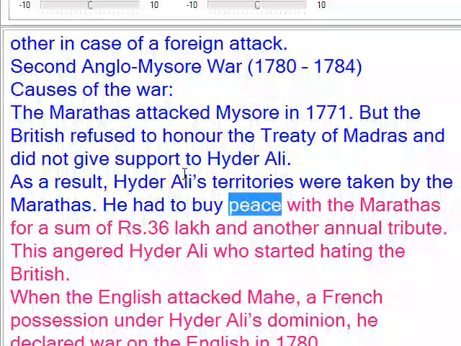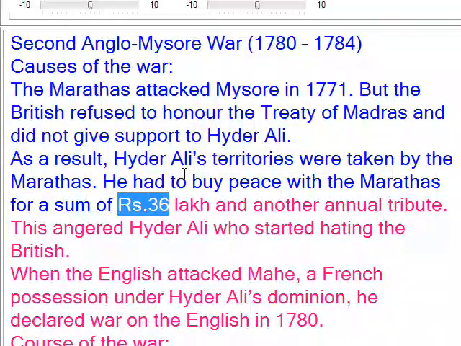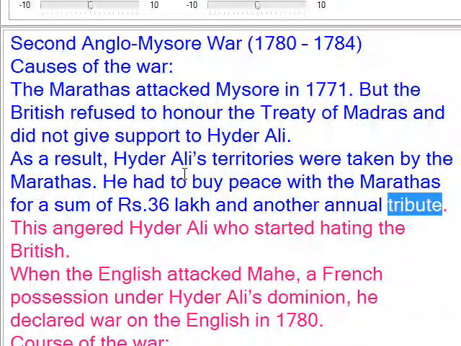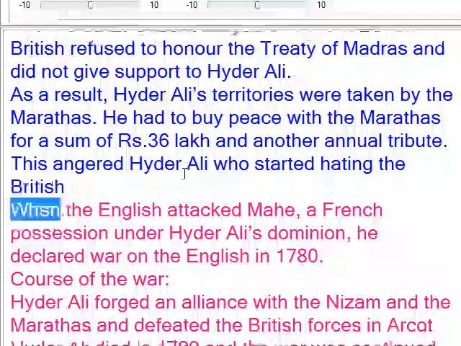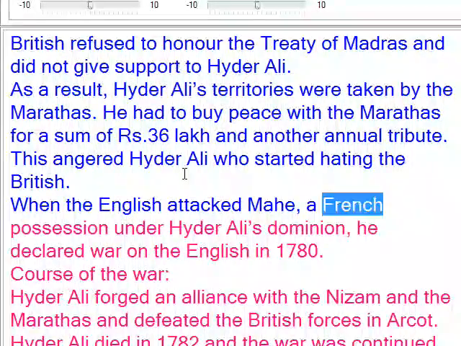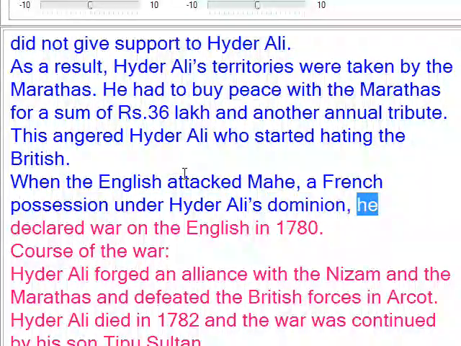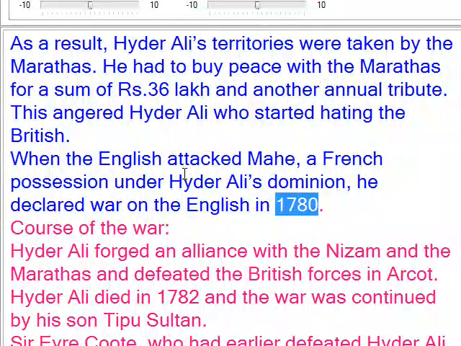He had to buy peace with the Marathas for a sum of Rs.36 lakh and another annual tribute. This angered Hyder Ali, who started hating the British. When the English attacked Mahe, a French possession under Hyder Ali's dominion, he declared war on the English in 1780.